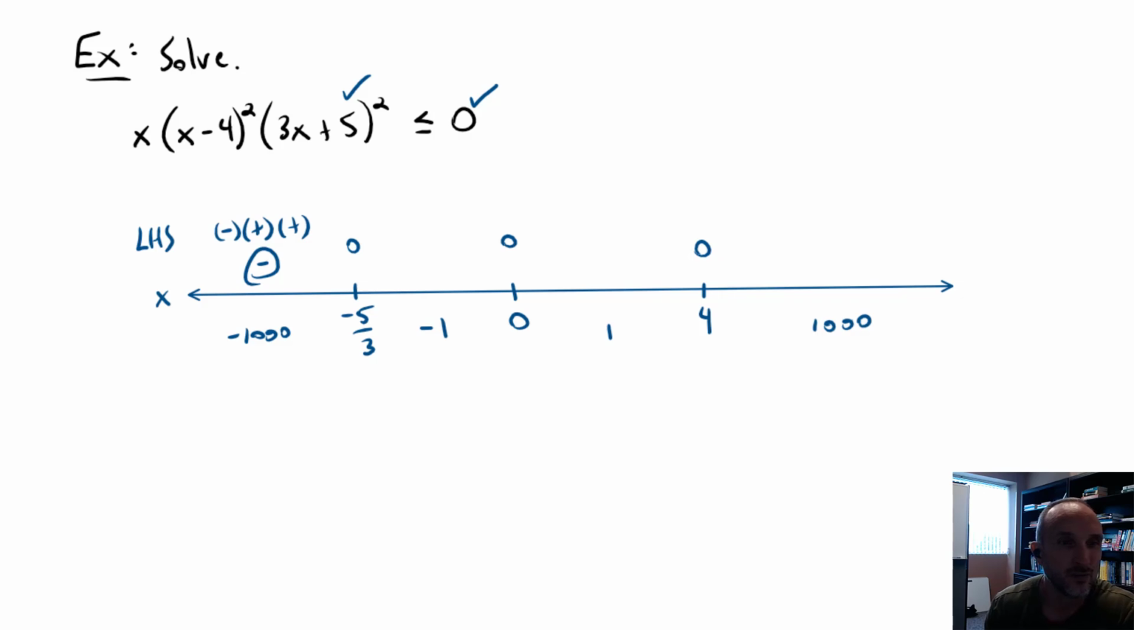If I plug in negative 1, I get negative for x. Negative 1 minus 4, well, if I square that, it's positive. And if I square the last one, it's positive no matter what. So we have a negative again.